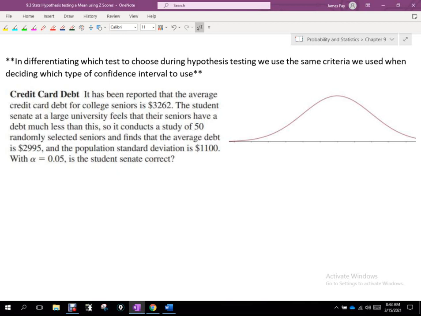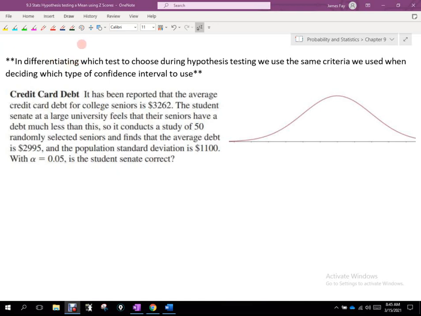Right now, when we do these problems, we need the population standard deviation to be known, and we need the sample size. If we don't know that the population is normally distributed, we need the sample size to be bigger than or equal to 30.